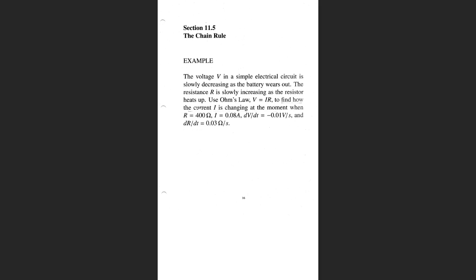Okay, so let's take a look at this situation here. We're using an applied example to help us get a feel for what the chain rule is. And in this case, we have a voltage, and this is sort of basic stuff, but you don't have to have taken physics, don't worry. But a voltage in a simple electrical circuit slowly decreases as the battery wears out. I think you all know that happens. And the resistance R is slowly increasing as the resistor heats up.